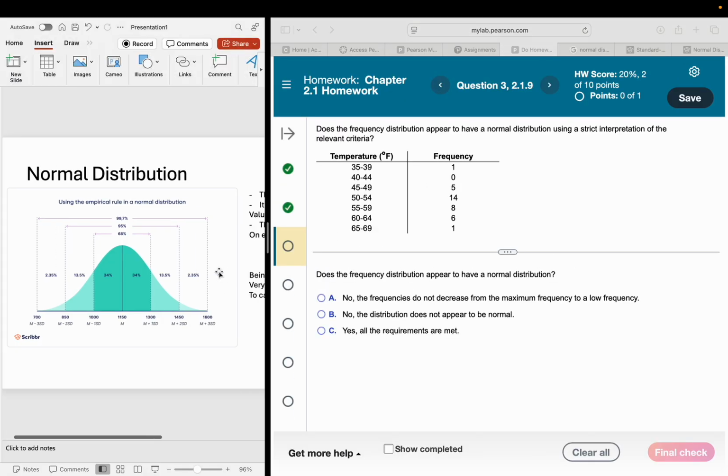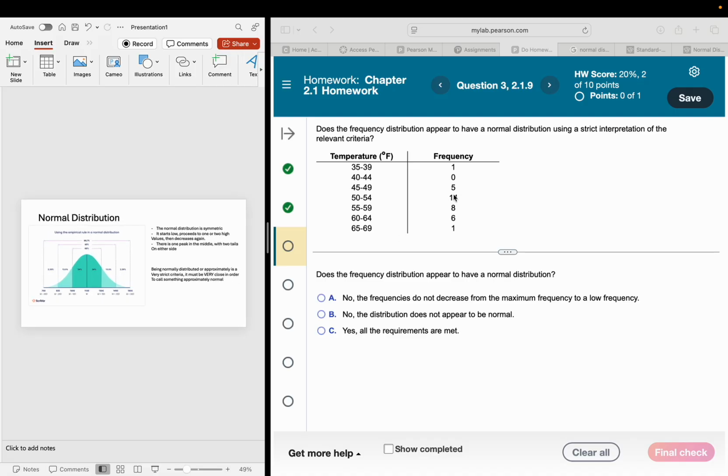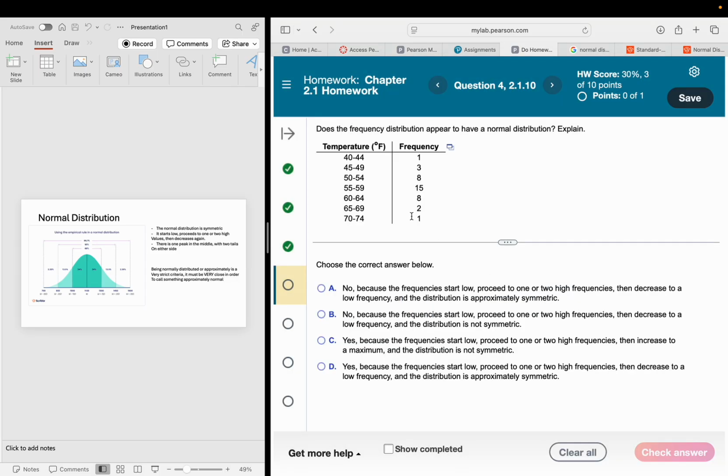So for this one, all right, let's see what we get here. It looks like I've got my one peak at kind of around 14, but what I'm not seeing is symmetry over here. See, this side has 8, this has 5, this has 6, and this has 0. So there's like a complete dip earlier on, I guess, the left side, the lower side of the data, than the upper side of the data. And so, no, this would not appear to be normal. Not because it doesn't decrease from the max to a low. It does decrease on both sides, but it just doesn't appear to be symmetric, which I guess would be what we would say there. So watch the wording there.